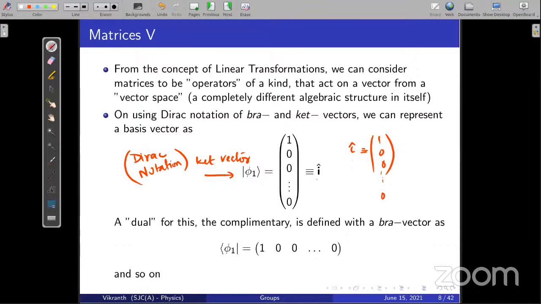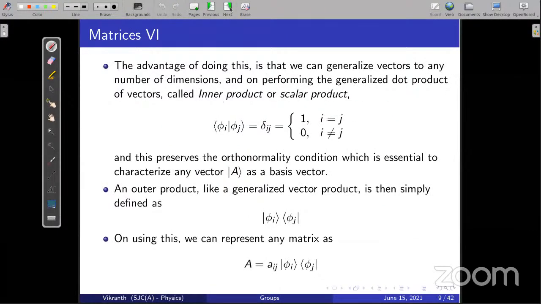And you can also define a dual for this, a complementary one, called the bra vector, again from the Dirac notation, which is represented like this. Why we need all of that is to preserve something called the inner product or the scalar product. All of this you can study when you do matrices, but it's not the concept of our lecture today, so I'll be skipping most of this. It's a generalization of the dot product, which I'm sure everyone here is familiar with. Dot product generalized.